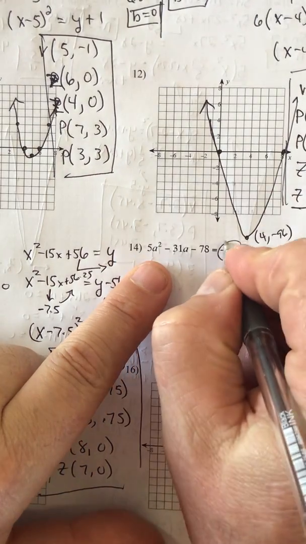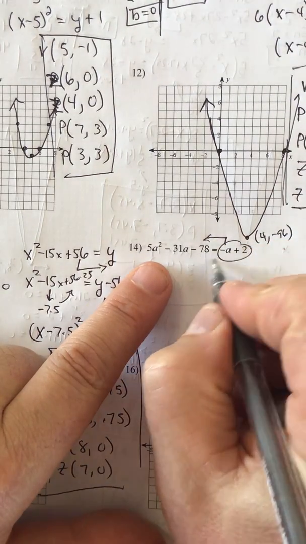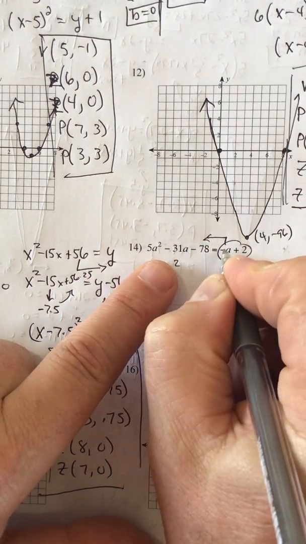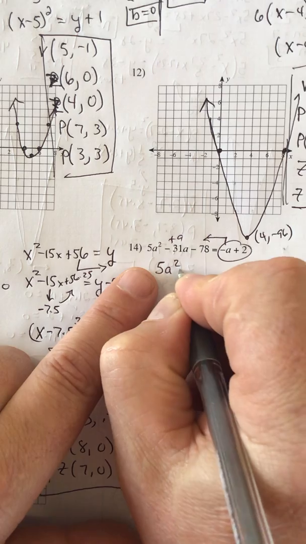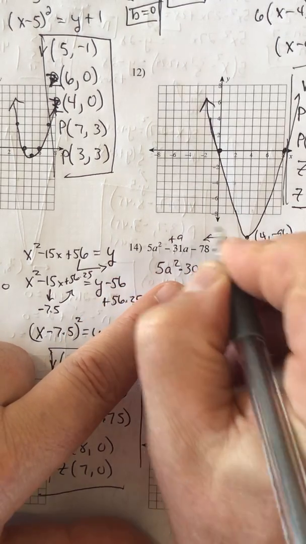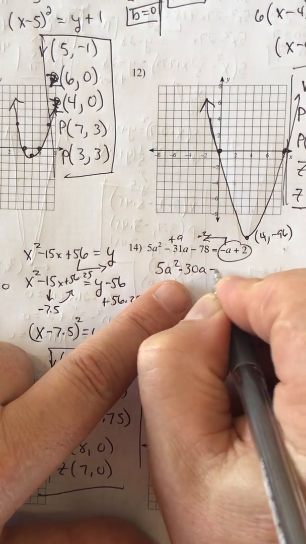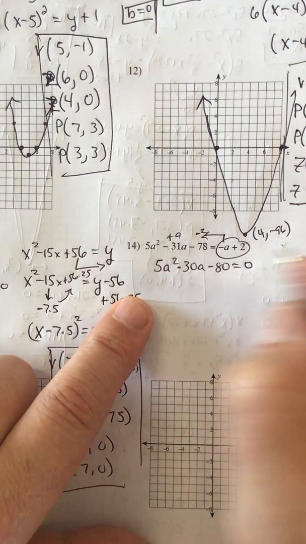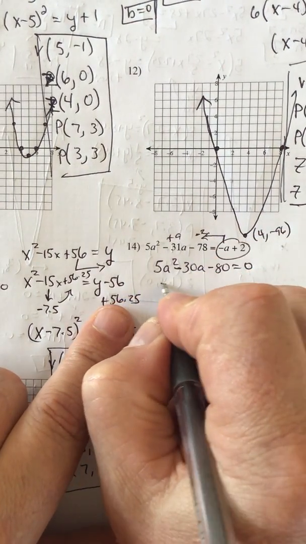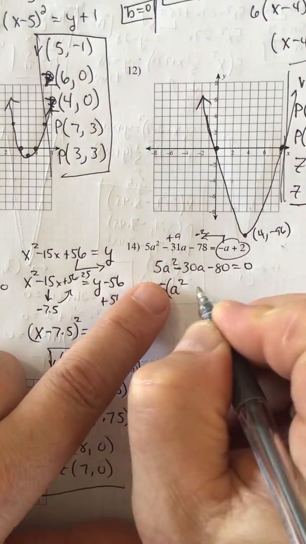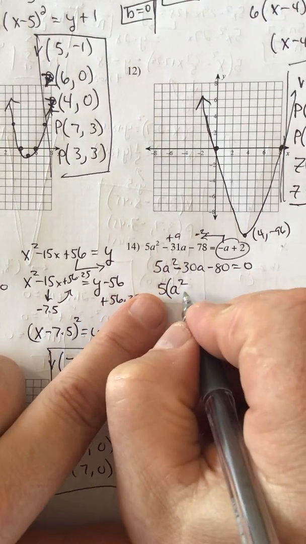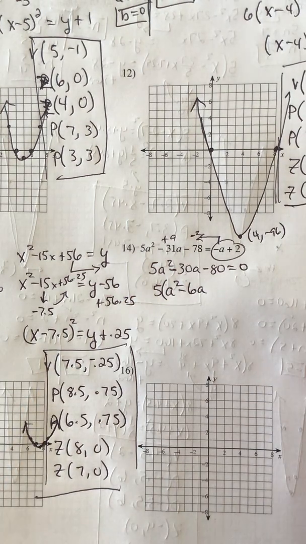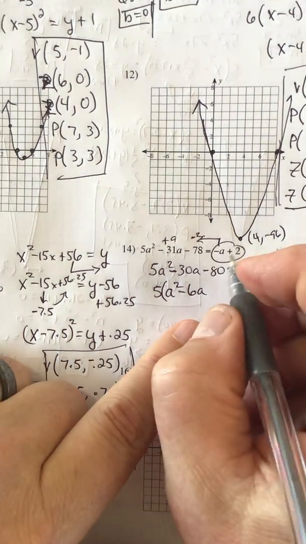Okay, I'll move these two things to the other side so it's equal to 0. So I'll add a and subtract 2. So I have 5a squared, adding an a makes that minus 30a, subtracting 2 makes that negative 80. Looks like I can factor a 5 out of all that. So dividing a 5 out makes a squared, minus 6a, and 80 divided by 5 is 16.